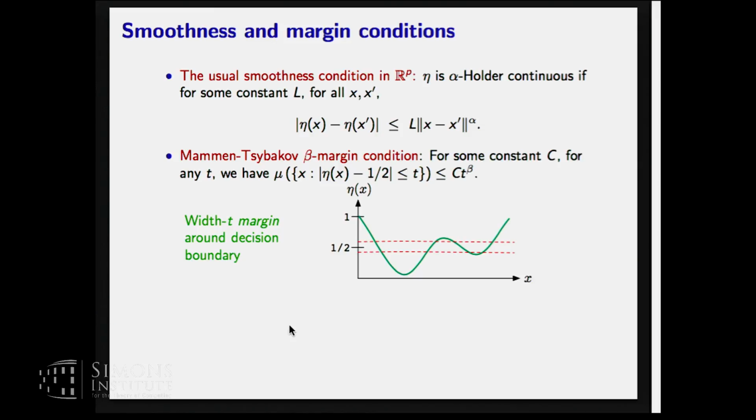the boundary is really the points at which this eta function is a half. That's the points at which it's a toss-up whether the label is 0 or 1. It could be either way. And the points that are like 0.51 and 0.49, those are also bad. So let's look at this region around a half, a margin with width t around a half, places where eta is between a half plus or minus t. And we are hoping that this region has very low probability mass.